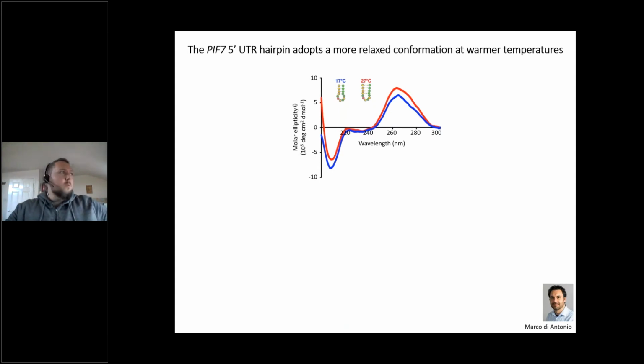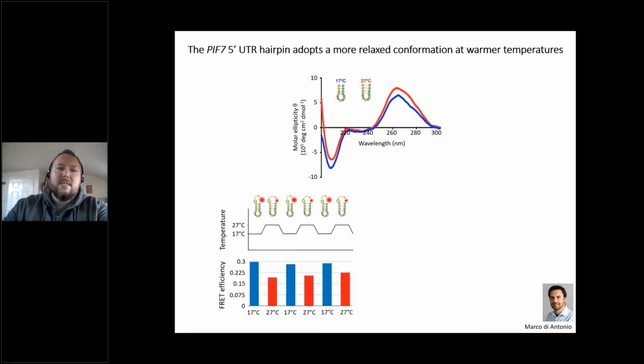And what Marco got were classical CD spectra for an RNA hairpin. So you get a minimum around 210 nanometers and a maximum around 270 nanometers. But furthermore, what he also could observe is that the hairpin seems to form at both temperatures, but the hairpin isn't identical. It seemed that at 27 degrees, the hairpin was a bit more relaxed, so it adopts a slightly different conformation at this temperature. And he then decided to investigate this effect further using intramolecular FRET measurements.